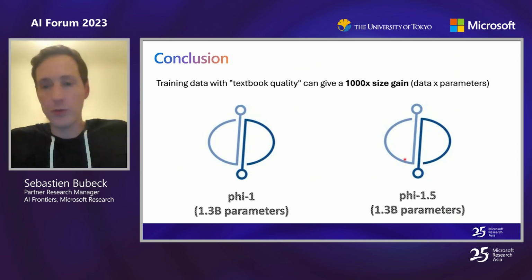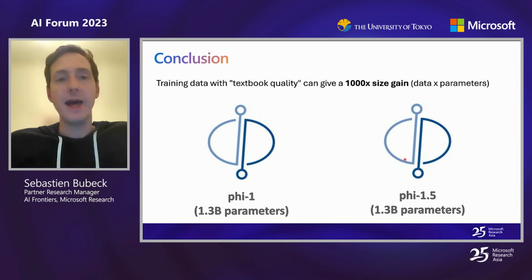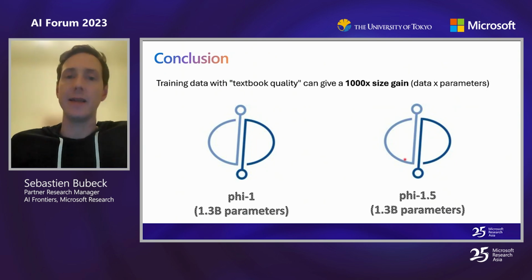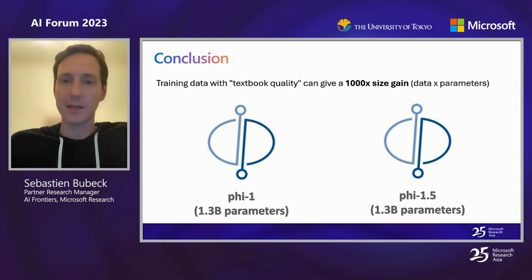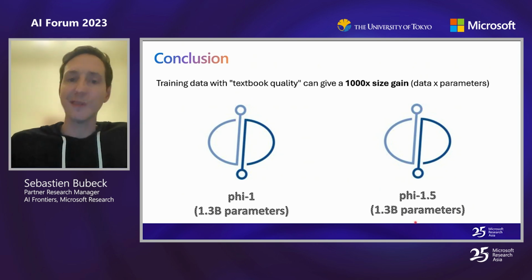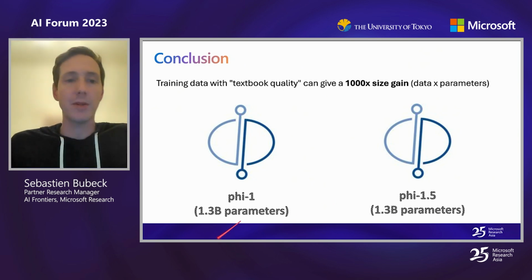Okay, so let me conclude. I have shown you two models, Phi 1 and Phi 1.5, which are trained on textbook quality data. And I think it's fair to say that they can give you at least 1,000x gain in terms of total amount of compute that you need to spend, as calculated by the size of the data set times parameter size. And of course, it's just the beginning for us. We're not going to stick at 1 billion parameters. We're going to explore what 3 billion parameters looks like, what 7 billion parameters looks like, and stay tuned later this week at Ignite for some news about that.